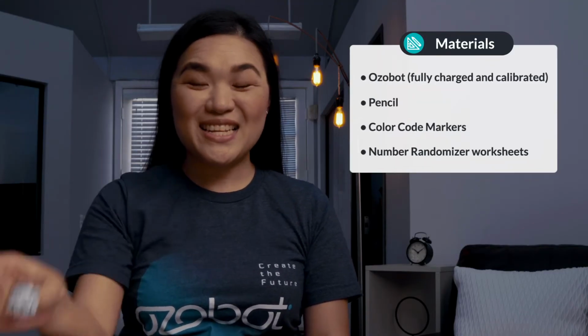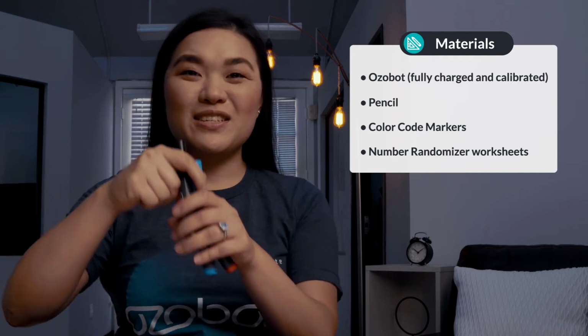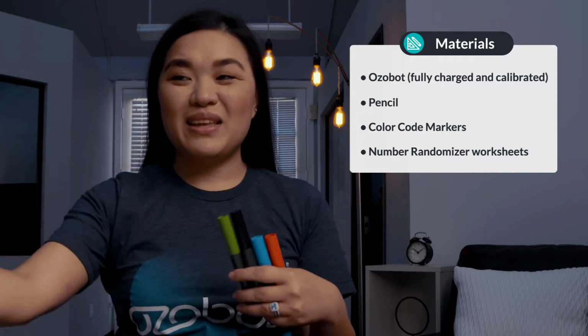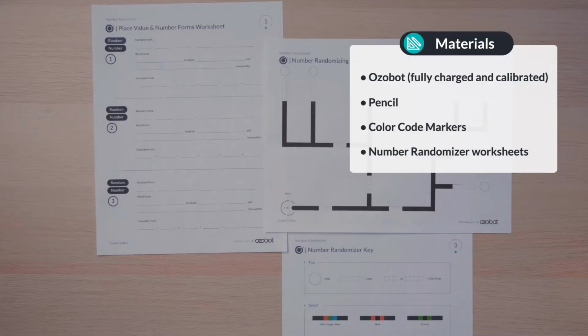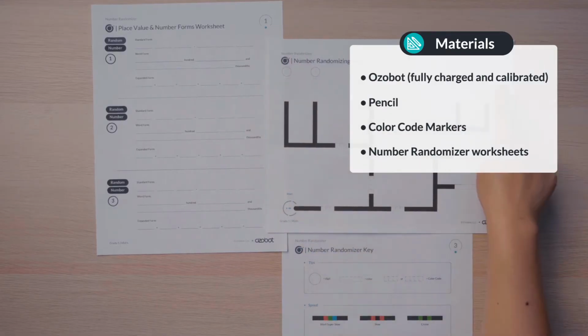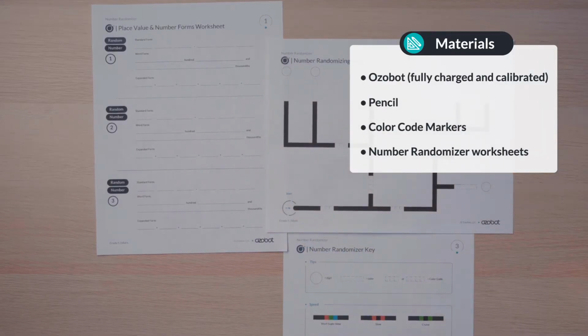Today we are going to use our Ozobot, color codes, and intersections to create a number randomizer. Each path of the number randomizer will take us to a different digit. Using these digits, we will create a number to the thousandth. For this lesson, you will need an Ozobot, fully charged and calibrated, color code markers, a pencil, and all 3 pages of your number randomizer worksheets.